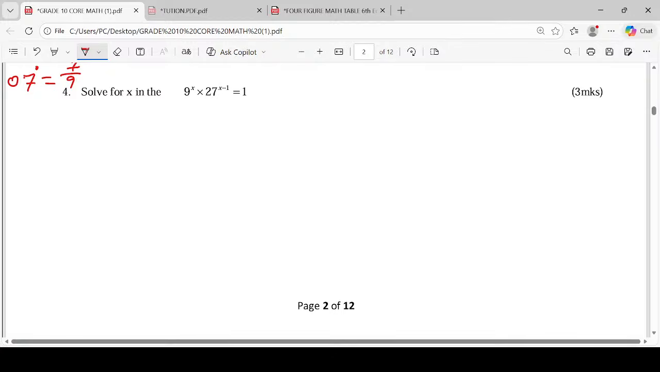Let's look at this question in depth. Solve for x. You've been given 9 power x times 27 raised to power x minus 1. This should be equal to 1. So step number 1, let's express all of this to base 3. 9 can be written as 3 squared, so this will be 3 raised to power 2x, being multiplied by 27, which can be written as 3 cubed, so 3 cubed to the power x minus 1.